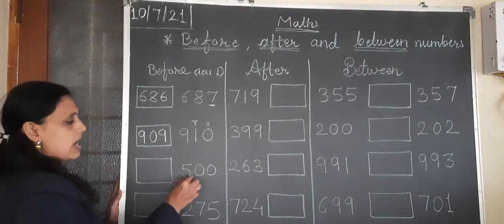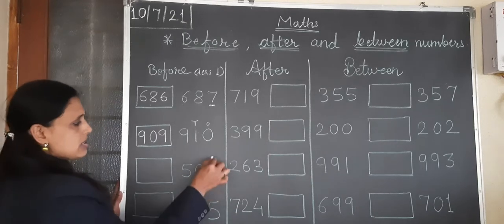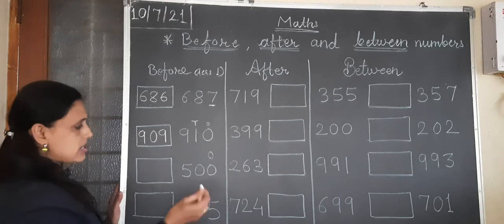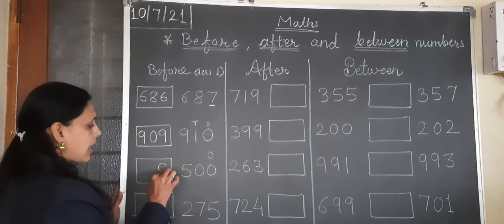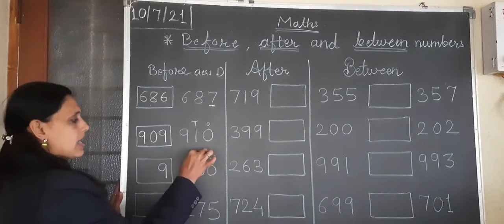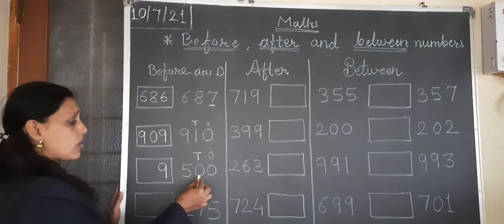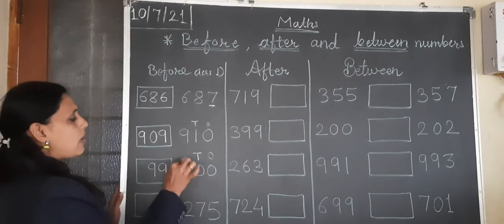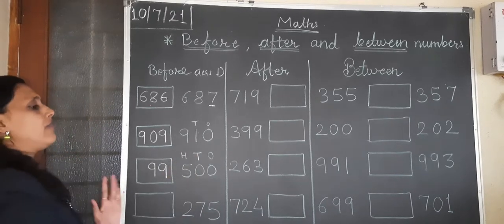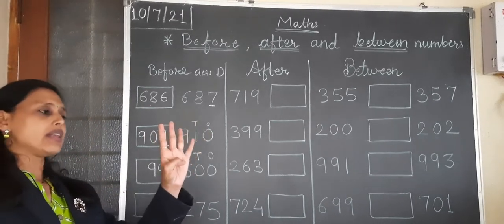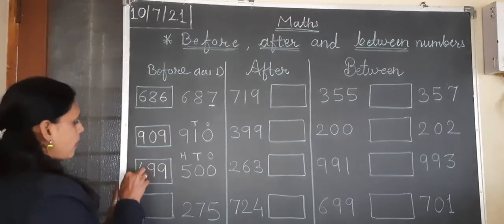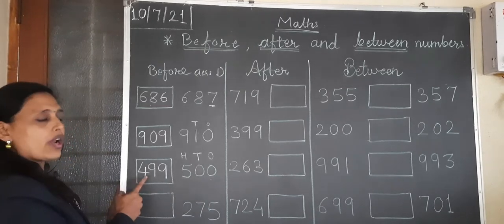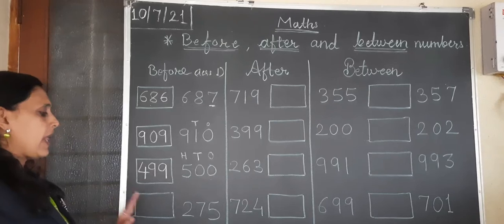Next number 500. Again see students, at one place there is 0. We cannot make it less, so instead of 0 we are writing 9. Again see at the tens column also there is 0. So again we are going to write 9, and from the hundreds column, from 5 we are making one number less, so your answer is 4. Like this way you have to write. Before 500 there comes 499.